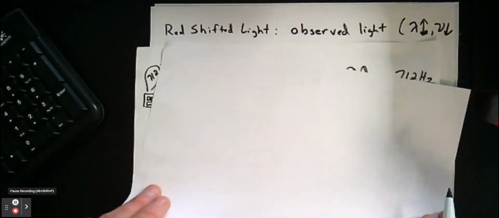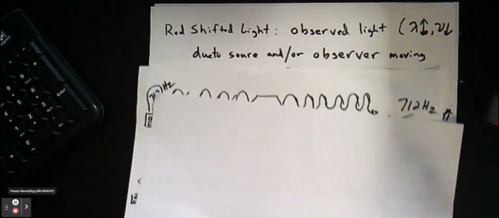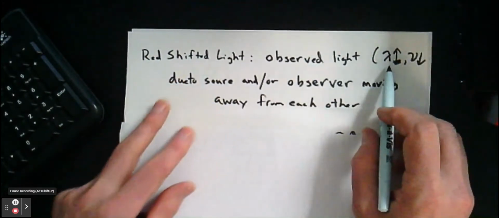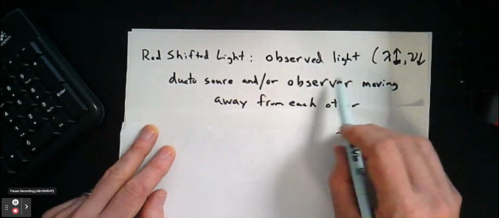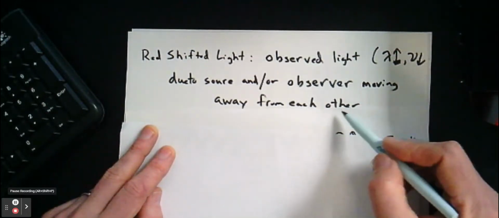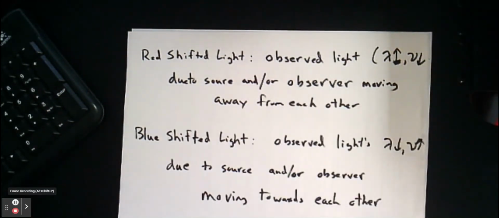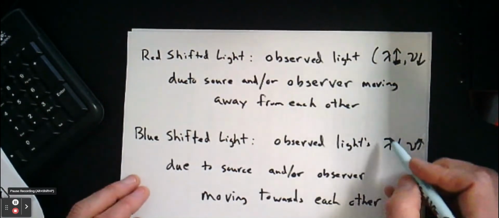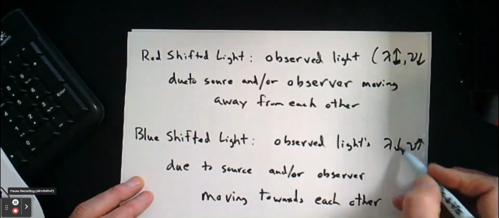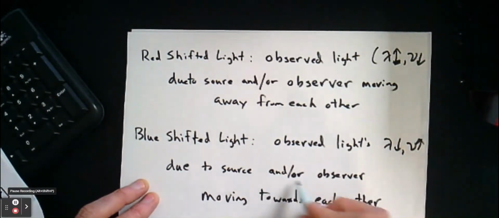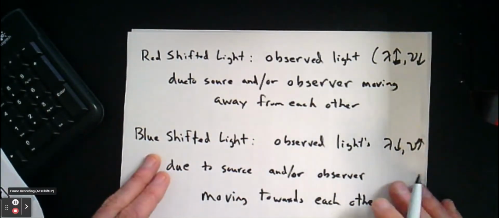Now here is a definition. Red shifted light is when your observed light's wavelengths go up and its frequencies go down due to the source and the observer moving away from each other. And blue shifted is the opposite, where your observed light's frequency goes up and the wavelength goes down. And here they're moving away from each other.